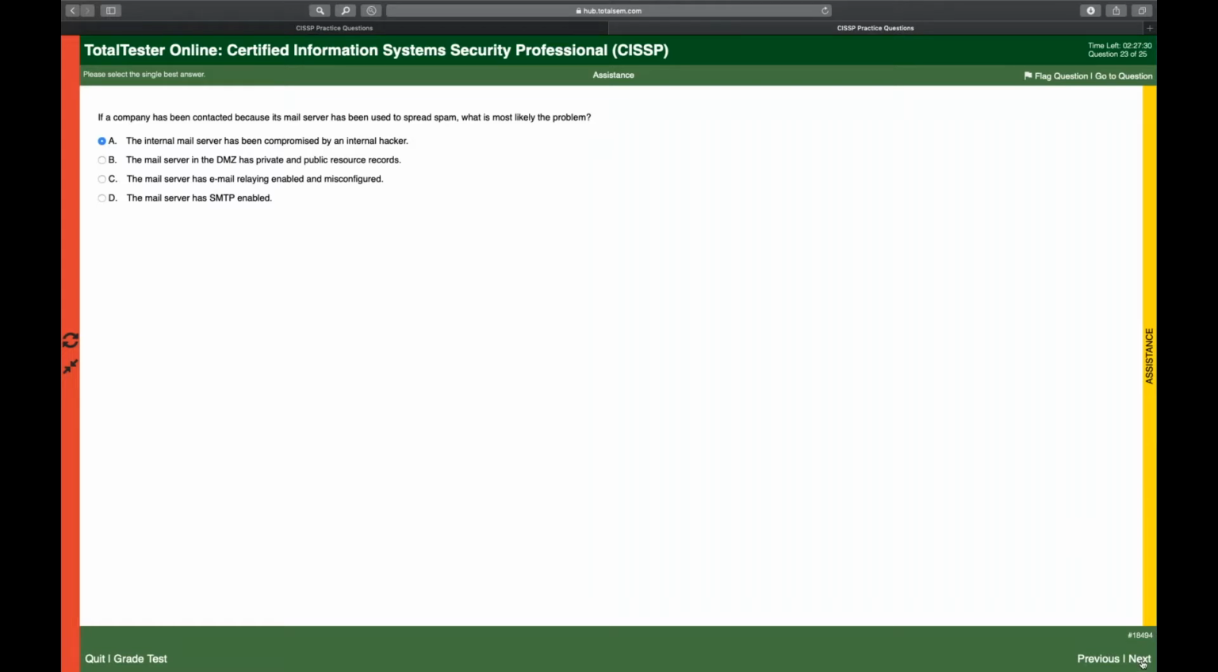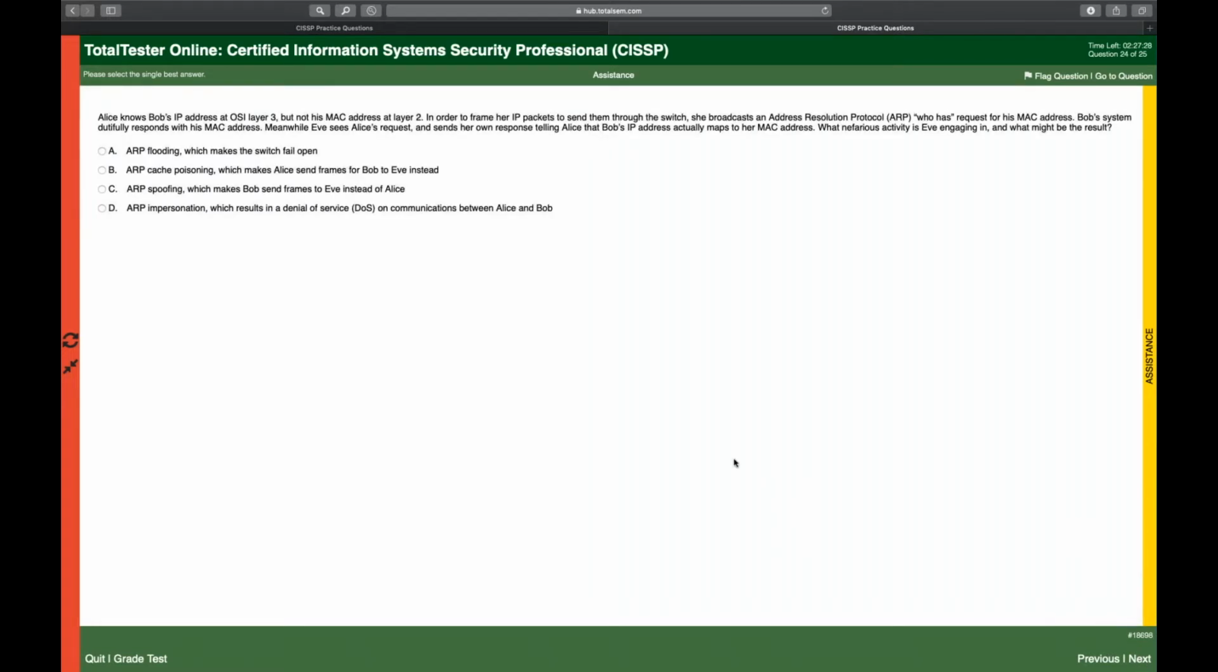Yes, that's not fun. All right, number 24. Alice knows Bob's IP address at OSI layer 3, but not his MAC address at layer 2. In order to frame her IP packets to send them through the switch, she broadcasts an Address Resolution Protocol, ARP, who-has request for his MAC address.